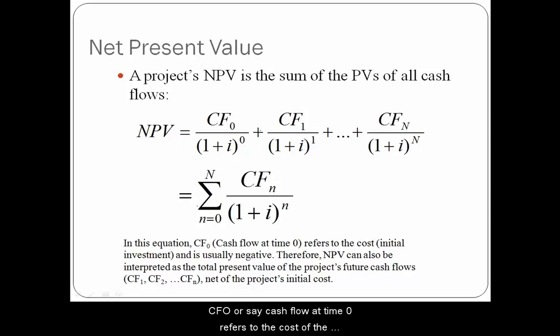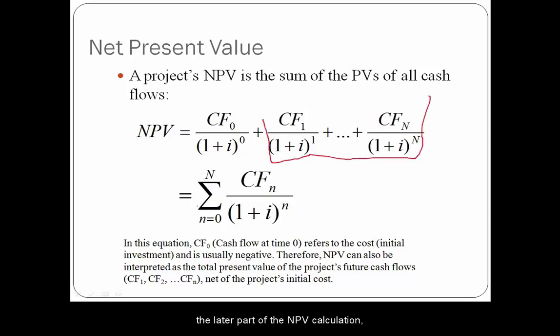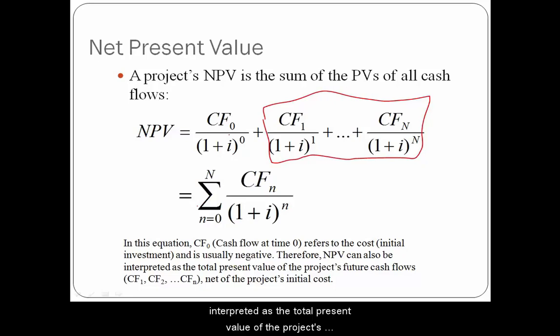In this equation, CF0, or say cash flow at time zero, refers to the cost of the project, or say initial investment, and the number is usually negative. So if you think about the later part of the NPV calculation, and think of NPV as this part subtract the amount of initial investment, or say CF0. So NPV can also be interpreted as the total present value of the project's future cash flows, including CF1, CF2 till CFN, net of the project's initial cost.